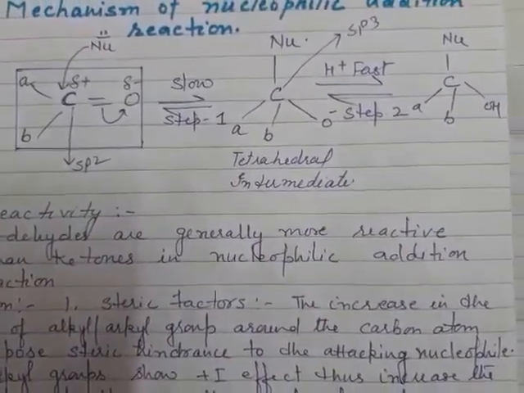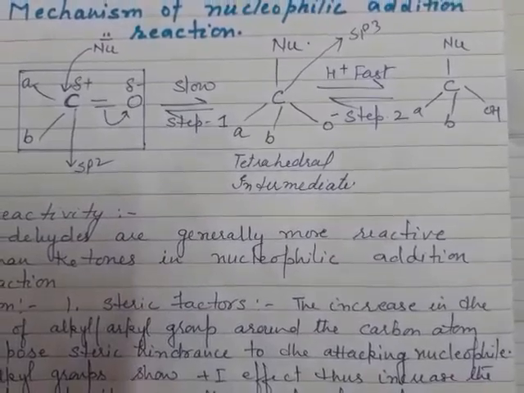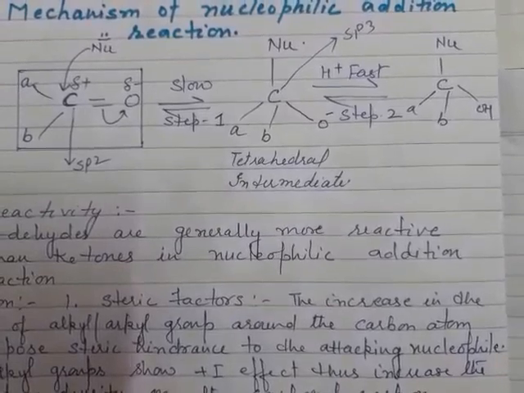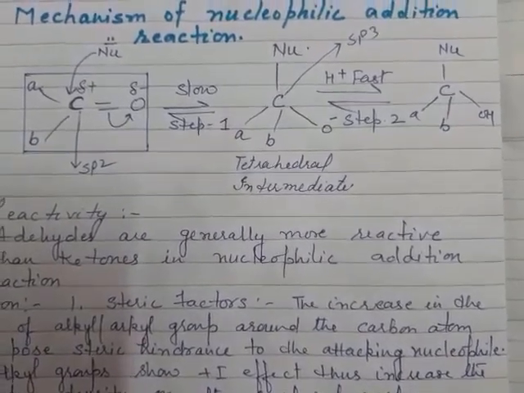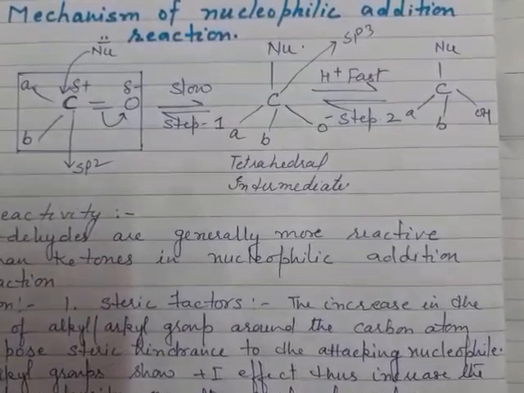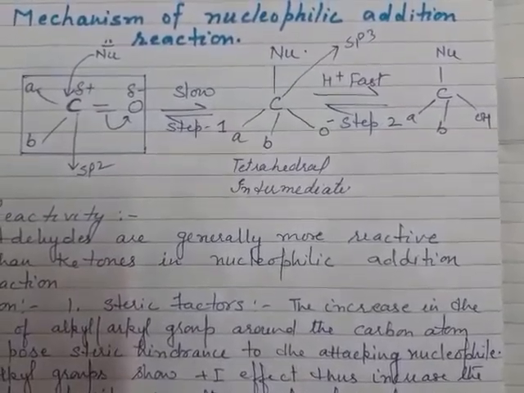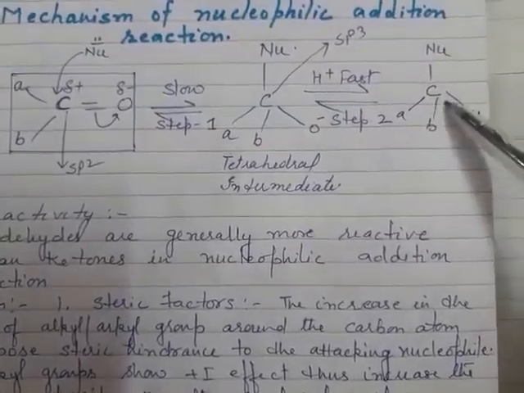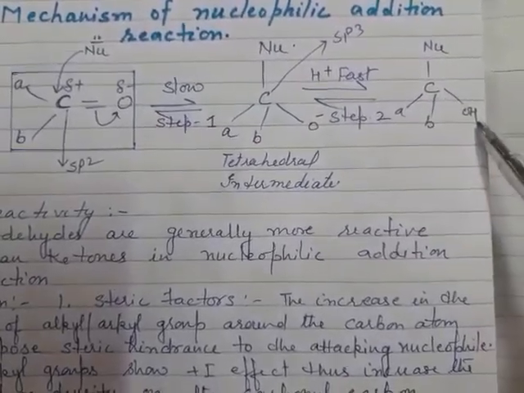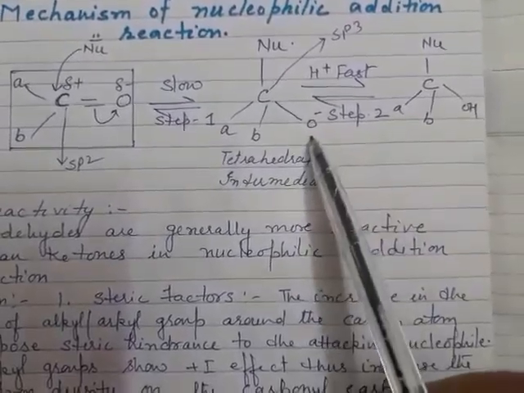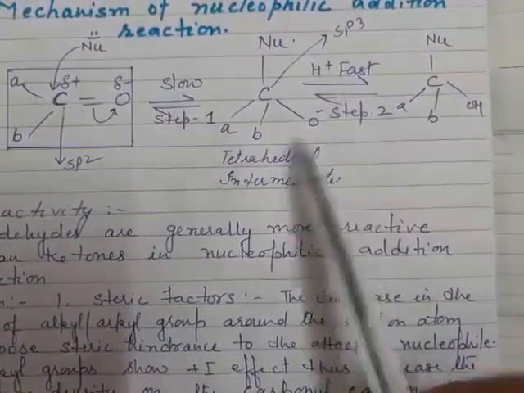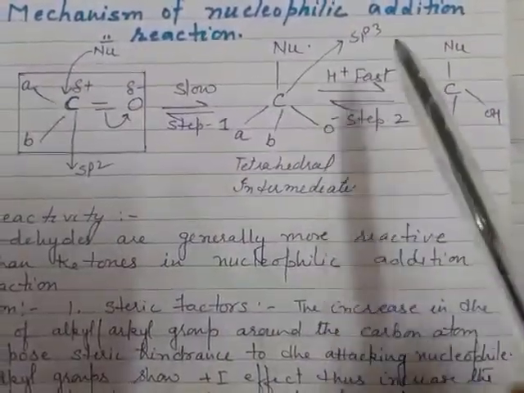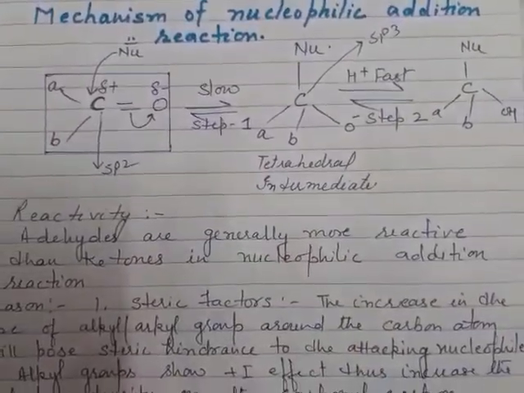This intermediate captures a proton from the reaction medium to give an electrically neutral product. The net result is the addition of the nucleophile and the proton across the carbon-oxygen double bond. So the nucleophile is added here and the proton is attached to the oxygen. This way the nucleophilic addition reaction takes place in aldehydes and ketones.